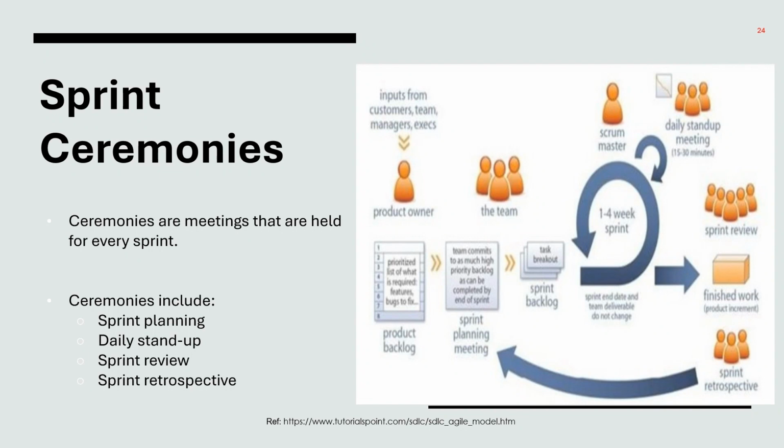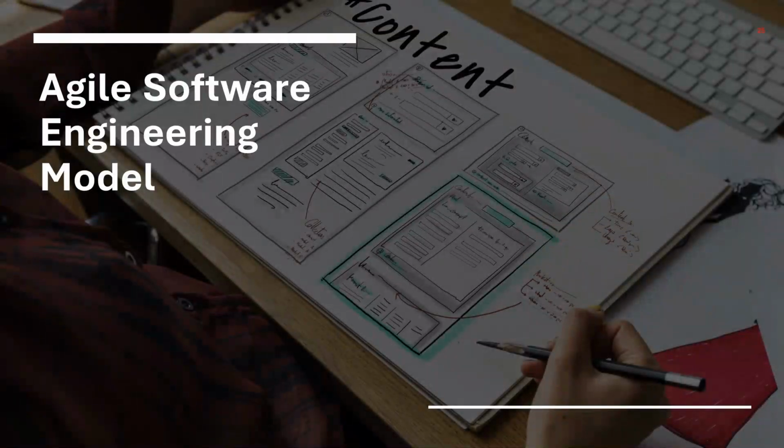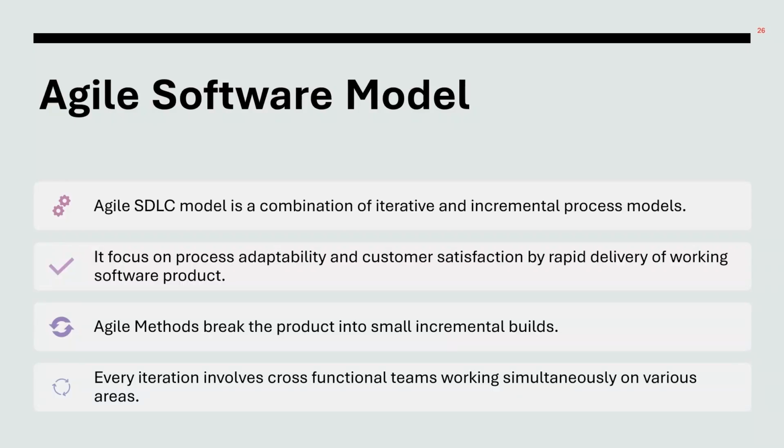Next, moving to the agile software engineering model. First, what is the agile software engineering model? Every project needs to be handled differently. The existing methods are not always clear or suited to the project requirements. Therefore, the agile model is a combination of both the iterative and incremental models.